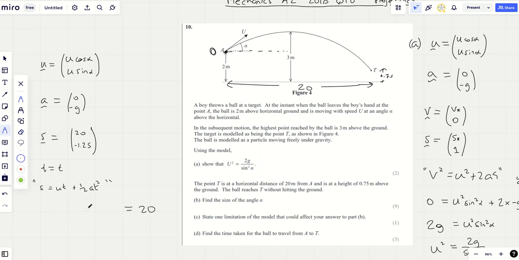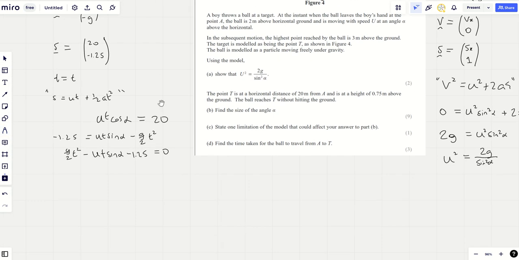Let's move it across a bit. Ut cos alpha is 20. That kind of looks good, but still two unknowns, t and alpha. So I'm going to have to use the other one. I'm going to have to say minus 1.25 equals ut sine alpha minus g over 2 t squared. So I get a quadratic here of g over 2 t squared minus ut sine alpha minus 1.25 equals 0. So I've got two equations, two unknowns.